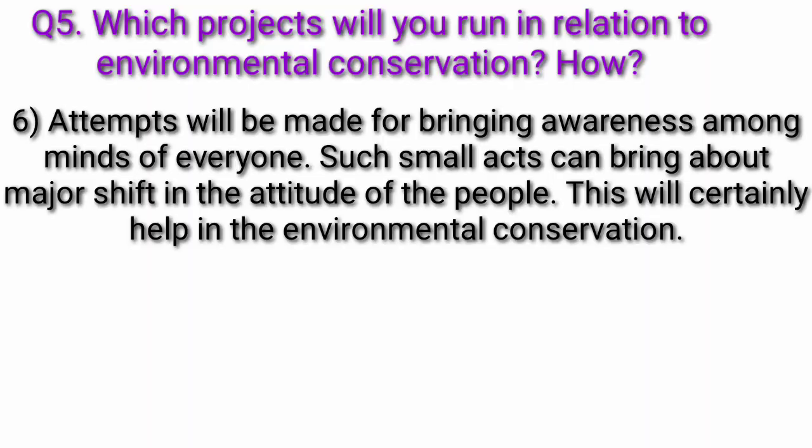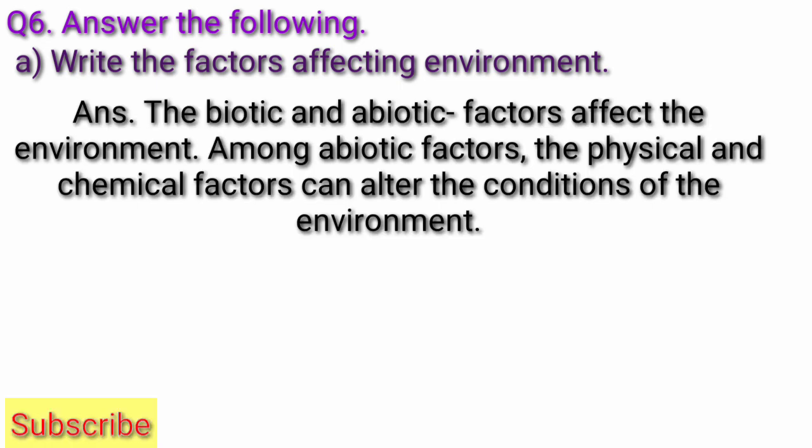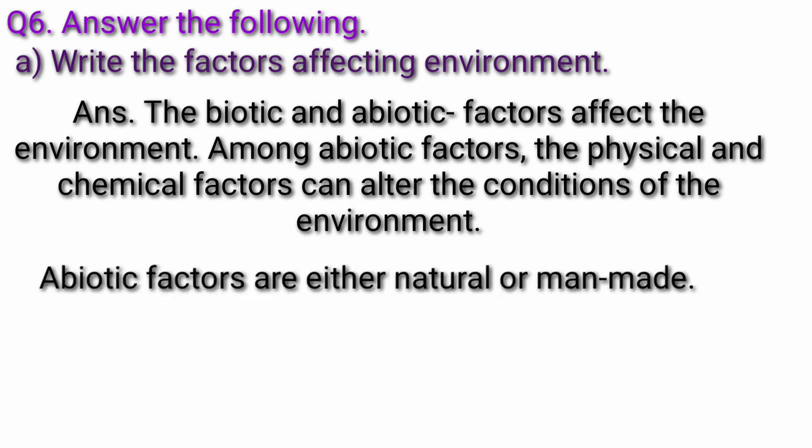Question 6. Answer the following. A. Write the factors affecting the environment. Answer: the biotic and abiotic factors affect the environment. Among abiotic factors, the physical and chemical factors can alter the conditions of the environment. Abiotic factors are either natural or man-made.